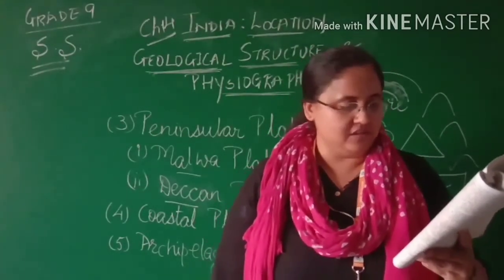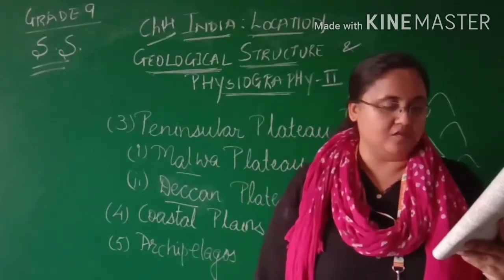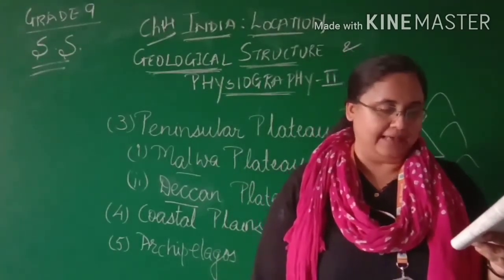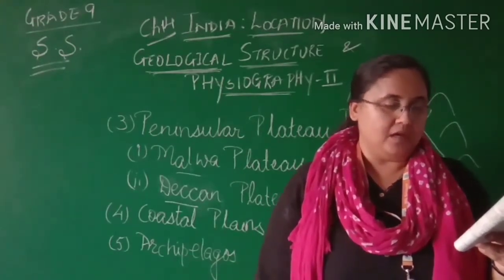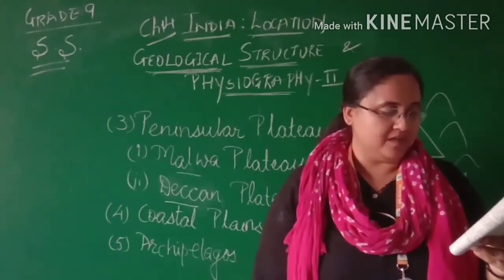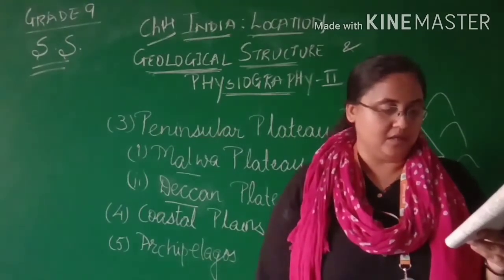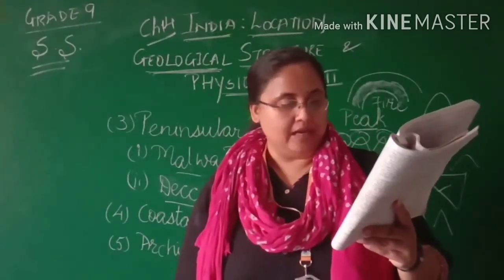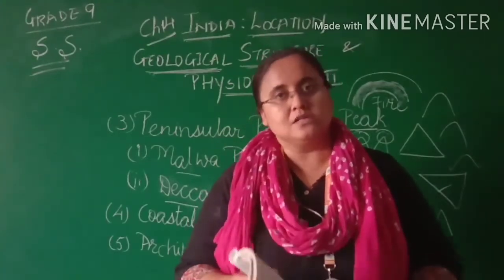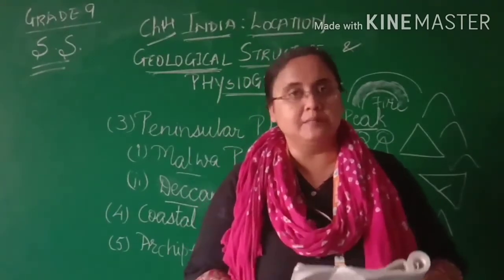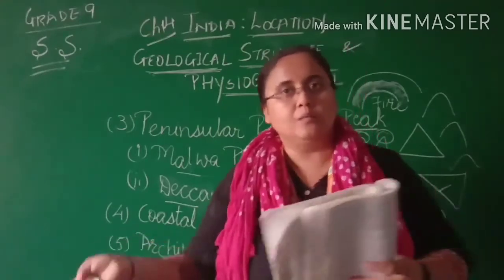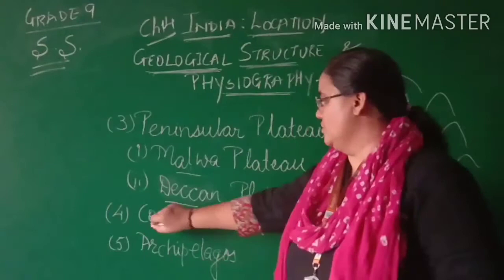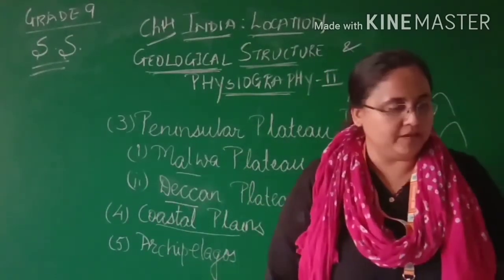It has a general slope towards the southeast, which is evident from the direction of flow of rivers, except the rivers Narmada and Tapi, which flow westwards. Most of the rivers of the Deccan Plateau flow eastward and meet the Bay of Bengal. This is the movement of the rivers which emerge in this plateau and then move into the Bay of Bengal. After that, we are going to talk about the coastal plains. I hope it is clear.